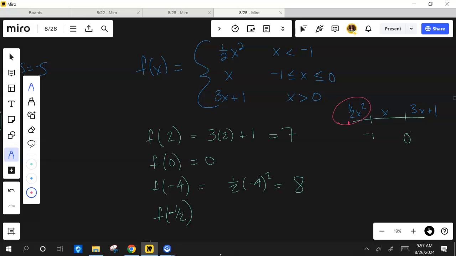Negative 1/2, what equation are you using? The middle. Does everybody see how we're picking these? All right, so again, where does negative 1/2 fall? Look on this number line. Between negative 1 and 0, right? Here's negative 1/2, so this is the equation I use.